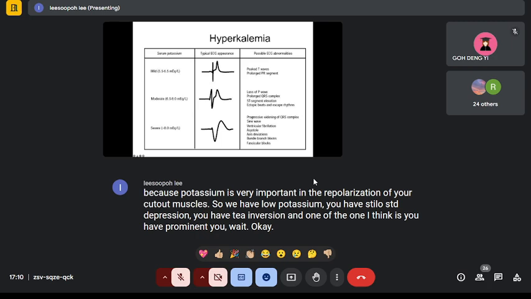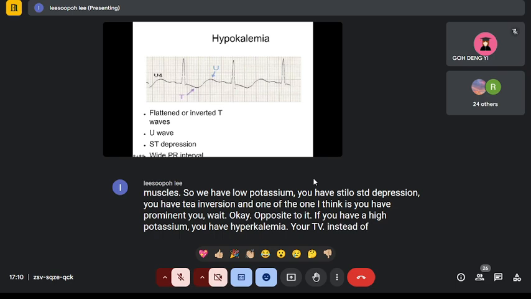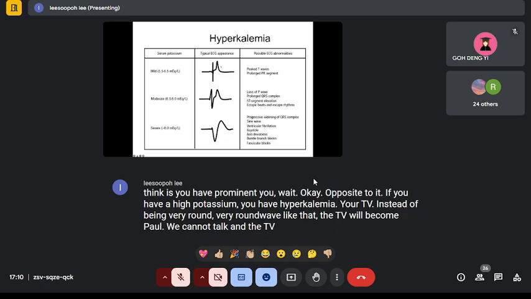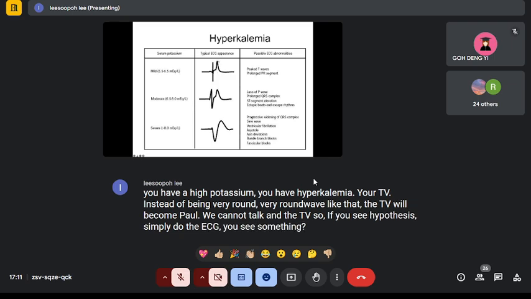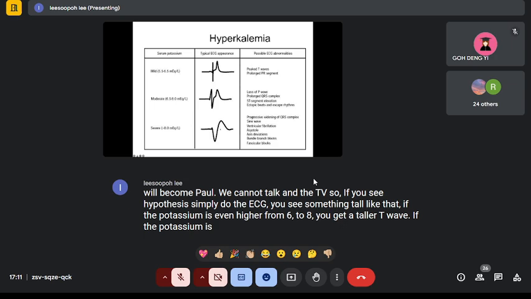Opposite to it, if you have a high potassium, you have hyperkalemia, your T wave, instead of being a very round wave like that, will become a tall, tented T wave. So if you see high potassium when you do the ECG, you see something tall like that. If the potassium is even higher, from 6 to 8, you get a taller T wave. If the potassium is way too high, you will see a sinusoidal wave.